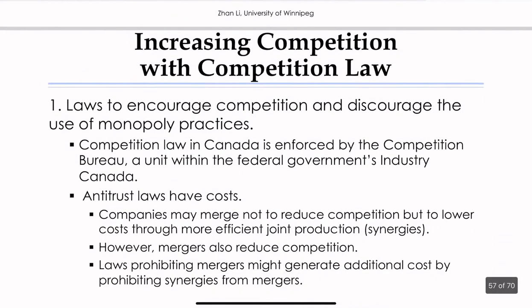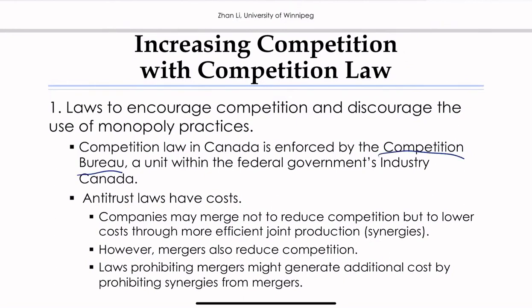Okay, so the first way of regulating monopolists is increasing competition with competition laws, right? So for example, in Canada, we have this Competition Bureau, right?